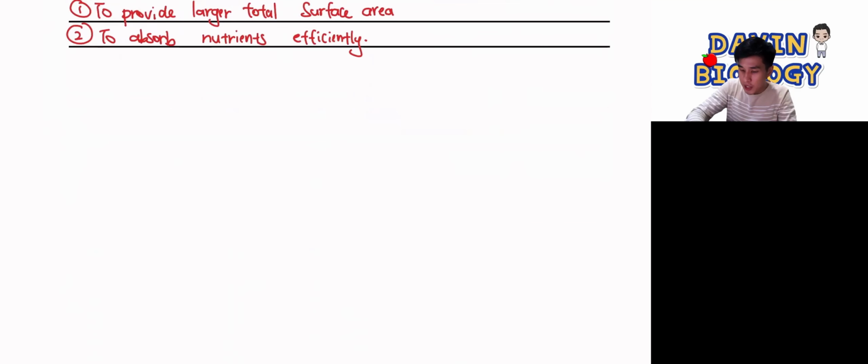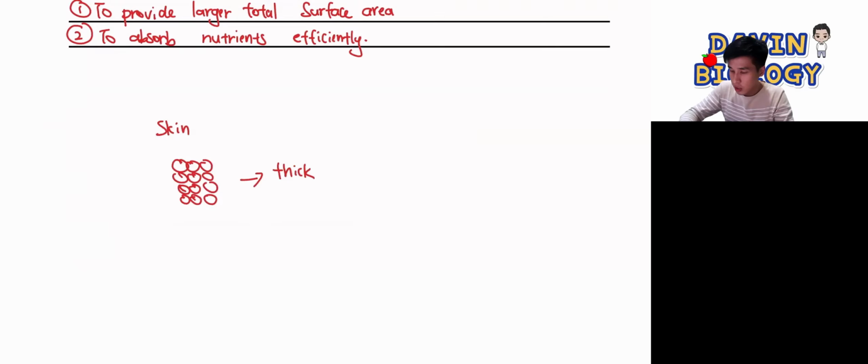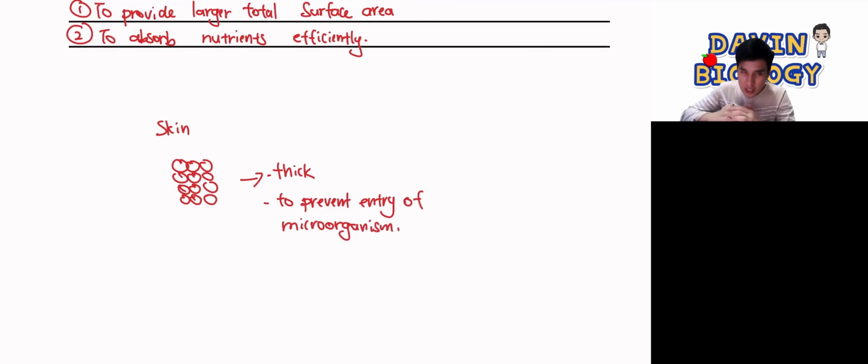Your skin's epithelial is actually like this one, with a lot of layers. So if they ask you the characteristics, just now that one had a lot of microvilli to absorb nutrients. For this one, you must say it is thick to prevent entry of microorganisms. So your skin's epithelial is slightly different.